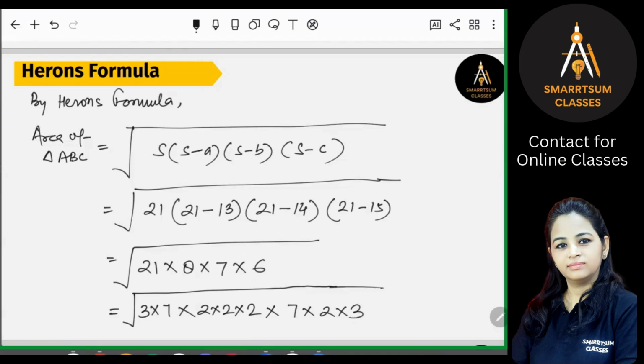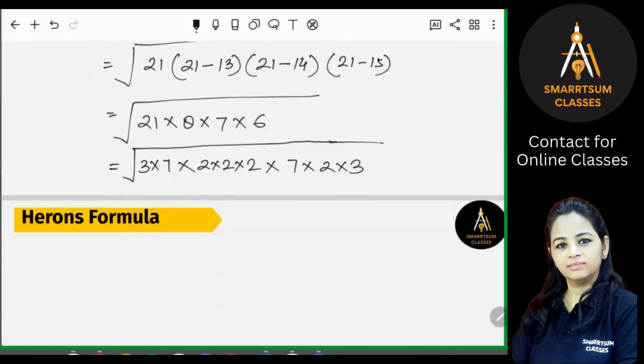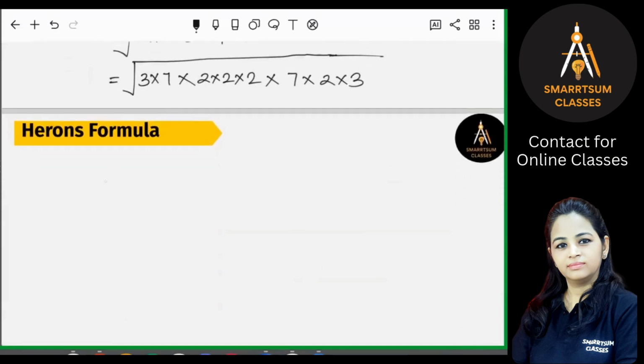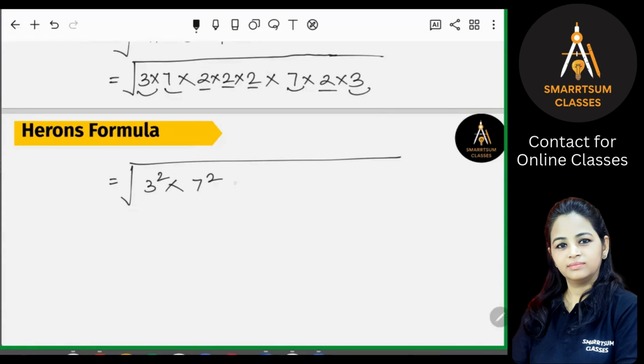Getting that? Now, just look here at the equal prime numbers. Here we can collect them. So this is 3 and 3, 3 square, into 7, 7 square. And this is 1, 2, 3, 4 twos, that means you can write it as 2 to the power 4, the square of 4. Is that clear?